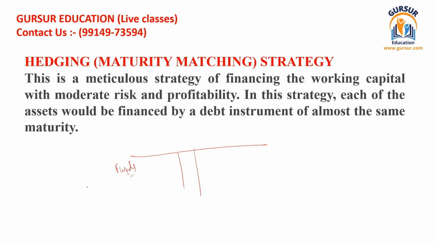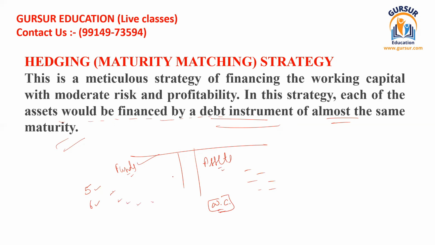Like debenture can have a period of 5 years. Preference share capital can have a period of 6 years or anything. So in this strategy, each of the assets would be financed by a debt instrument of almost the same maturity. So you can purchase the assets from these funds, and these should be for the same level of maturity. These should have at least that much lifespan as the lifespan of these funds. And you can finance your working capital as well from these funds.